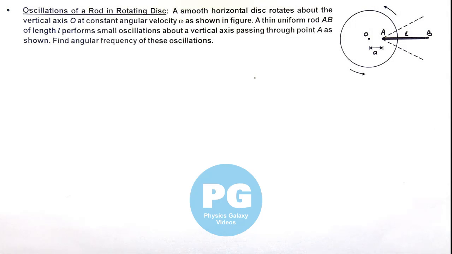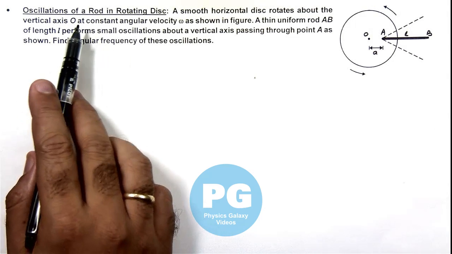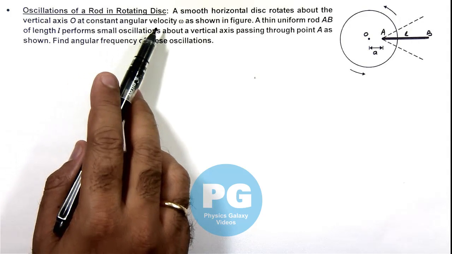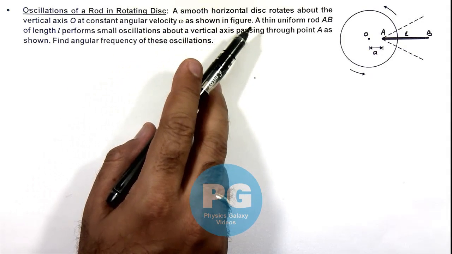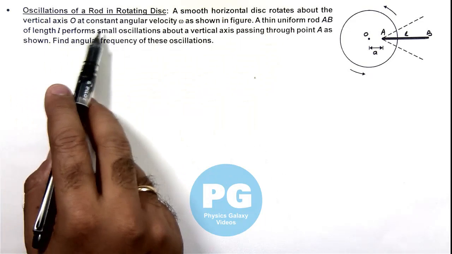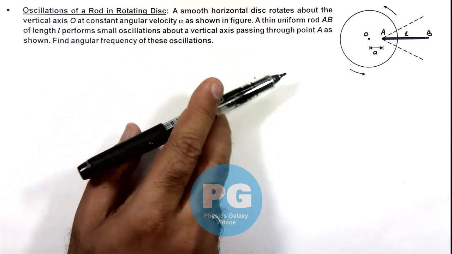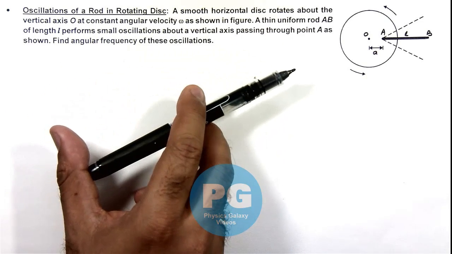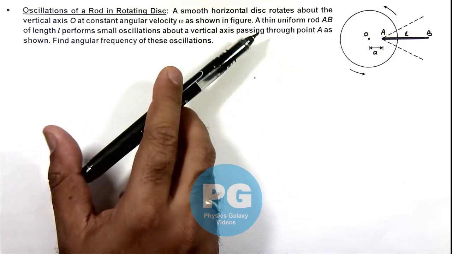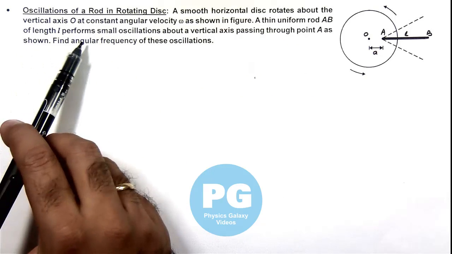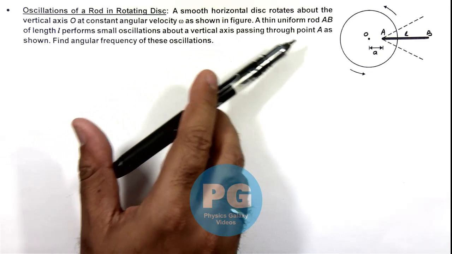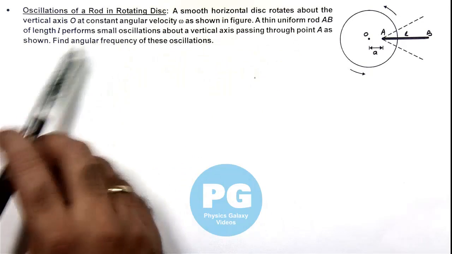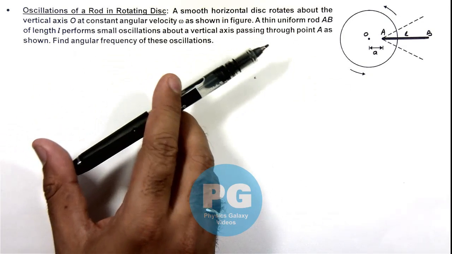In this illustration, we'll discuss oscillations of a rod in a rotating disk. Here we are given that a smooth horizontal disk rotates about the vertical axis at constant angular frequency omega, which we can see here in this figure. And a thin uniform rod AB of length L performs small oscillations about a vertical axis passing through point A. We are going to find the angular frequency of these oscillations.